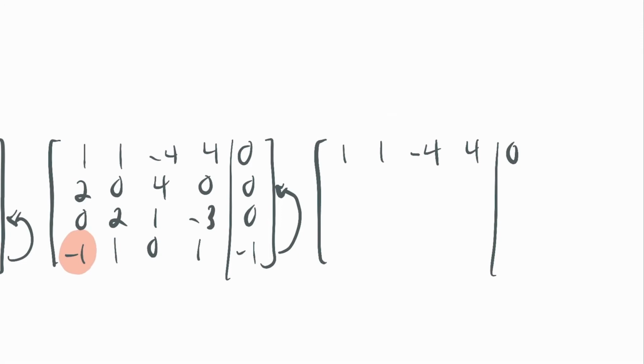I'm going to double this and add it here to get 0. Double this and add it here to get 2. Double this and add it here to get 4. Double this and add here to get 2. Double this and add it here to get -2. So my new second row is 0, 2, 4, 2, -2.